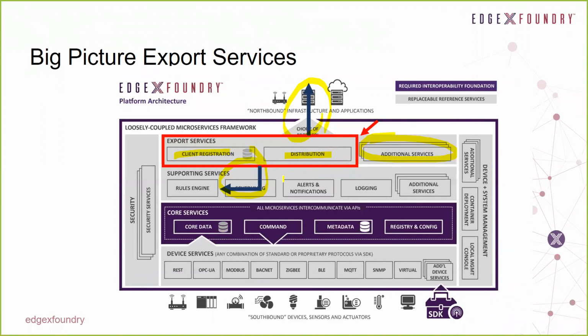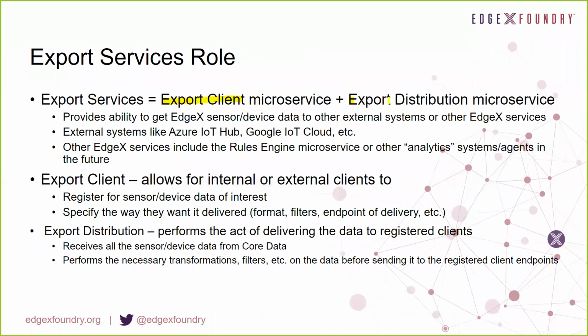Those are the two services we're going to be talking about: export client and the export distribution microservice. Again, they provide the ability to get the data from our sensors and our devices to other external systems, like Azure IoT or Google IoT, or to things like our local systems that might be doing some sort of intelligence on them. In this case, we've got built into EdgeX today a rules engine that is a recipient of that data. But it could very well, as I mentioned, be other analytics or edge intelligence, if you will, that you build out. Again, that's that spot for those other applications that we talk about in the diagram.